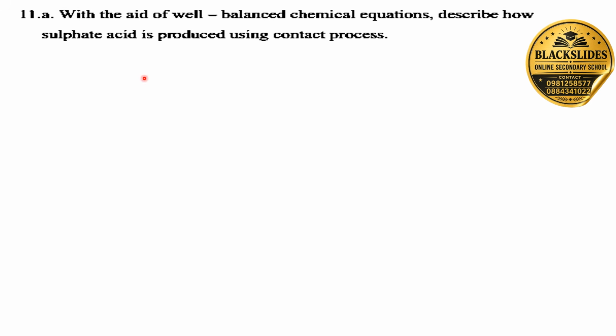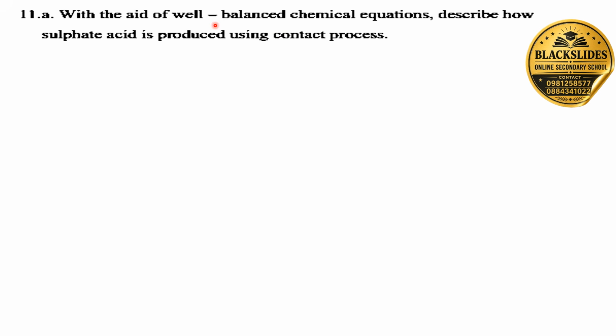Question number 11. With the aid of well-balanced chemical equations, describe how sulfuric acid is produced using the contact process. This is not sulfate acid. It's supposed to be sulfuric acid. Of course, sulfuric acid is a sulfate. Remember that the contact process is the step-by-step procedure of making sulfuric acid.